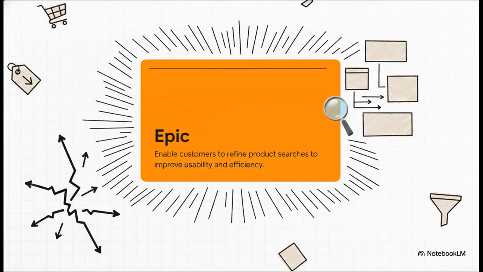Now, you might be sitting there thinking, okay, that's great for a tiny feature, but what about those really massive requirements? Well, in agile environments, large requirements almost always start as what we call an epic. An epic is just a high-level body of work. Take our example here, product filtering by price range, to enable customers to refine searches and improve usability.